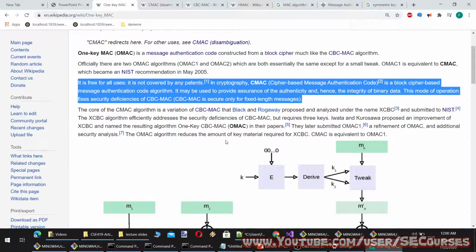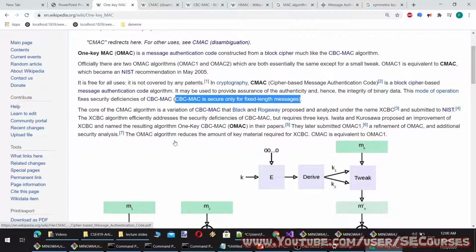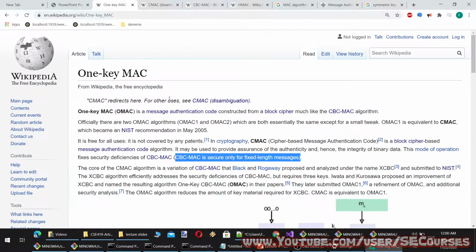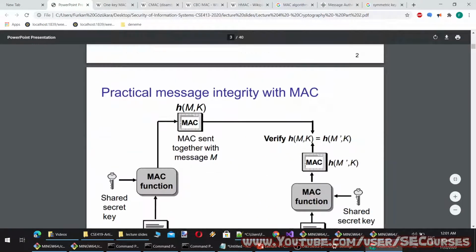It is free for all uses. It is not covered by any patents. In cryptography, CMAC, cipher-based message authentication code, is a block cipher-based message authentication code algorithm. It may be used to provide assurance of the authenticity and, hence, the integrity of binary data. This mode of operation fixes security deficiencies of CBC-MAC. CBC-MAC is secure only for fixed-length messages. Okay, so it looks like CMAC is the best one.